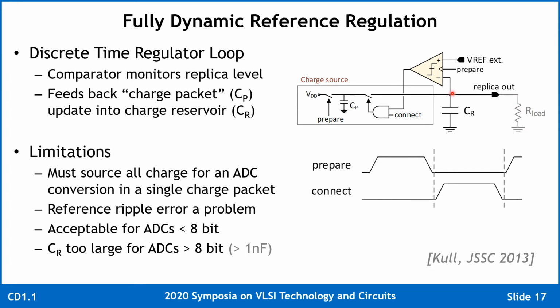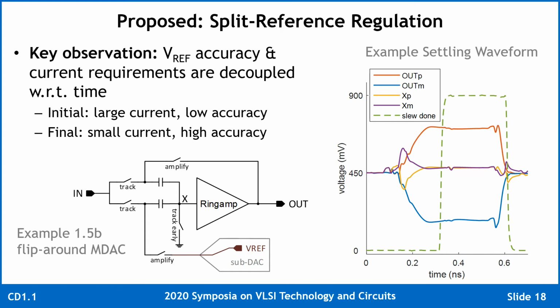The main limitation on accuracy and noise of the regulated output comes from the discrete time dumping of charge packets from the source capacitance into the regulator capacitor, which creates a reference ripple error problem. This is still usually acceptable for ADCs less than 8 bits, but when you go to higher resolution ADCs, the reservoir capacitance that's required to minimize the ripple becomes impractically large. However, it is possible to overcome this limitation, and it's based on a key observation that the reference accuracy and current requirements are decoupled with respect to time.